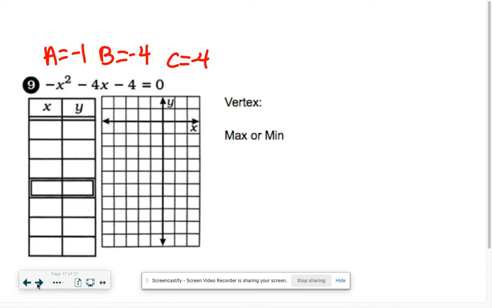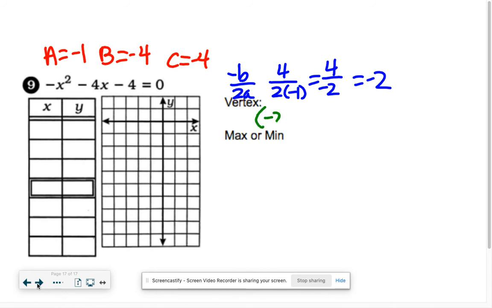Okay, let's find our vertex. So -b over 2a. So what's opposite our b would be +4 over 2 times -1. 2 times -1 is -2. 4 divided by -2 is -2. So we just found that our x coordinate is -2. So put that in the bolded box, right? Now we've got to plug in to find our y.